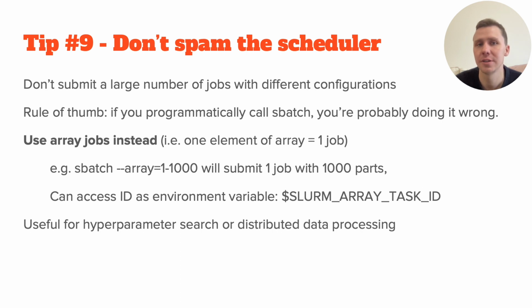Slurm and most other schedulers support array jobs. Array jobs are one job, but with many parts. For example, calling sbatch with --array 1-1000 will create a job with 1000 parts, and you can access the ID of the part with an environment variable. This means that you no longer need to call the scheduler programmatically, and as a rule of thumb, if you're programmatically calling the scheduler to submit jobs, you're probably doing it wrong and likely to get an email like the one I showed earlier.